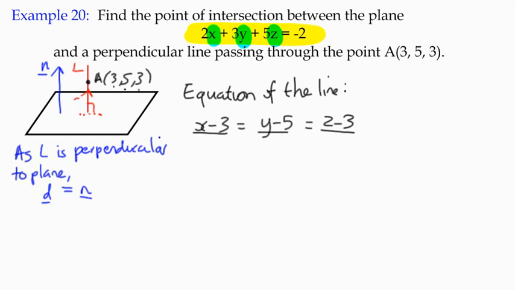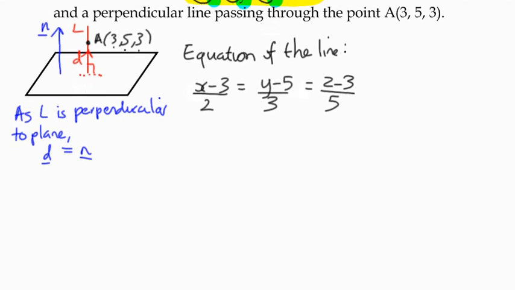So we're saying here that the direction vector of the line is going to be the same as the normal vector of the plane. So we can just basically nick the direction vector, the normal vector of the plane, which is 2, 3, and 5, and there we've got the equation of our line. A wee bit of vector deduction there. So now we've got the equation of the line.